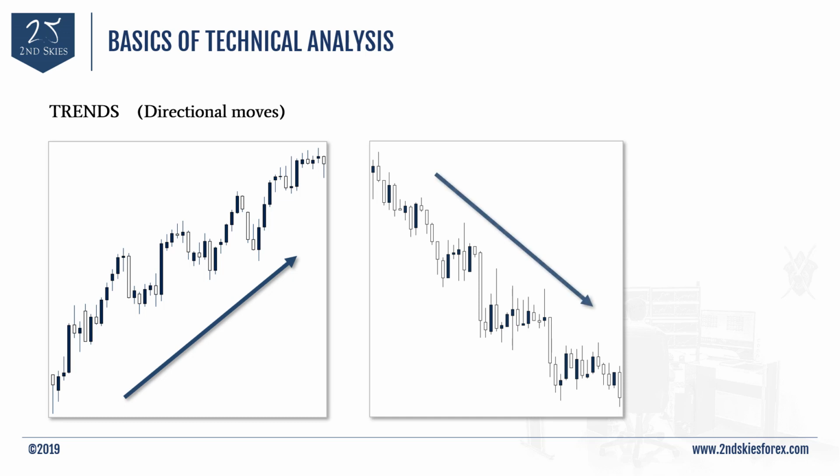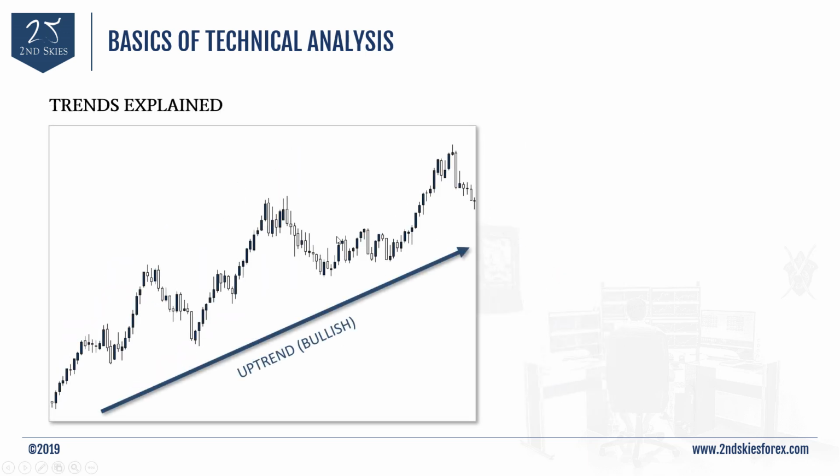Now let's have a look at trends, which are directional moves in the market. Trends can only either move up or move down, so we can have a bullish trend or a bearish trend. If you look at how a trend is formed in this chart, you can see a bullish trend, moving from the bottom left to the top right.